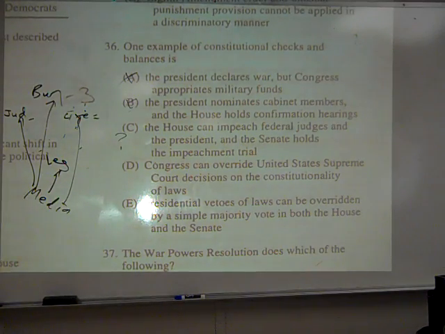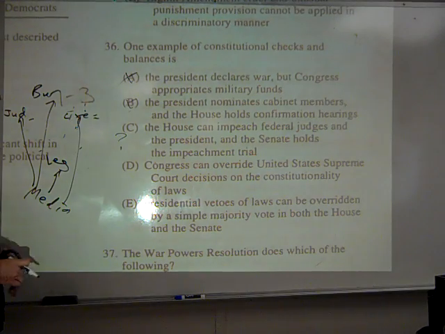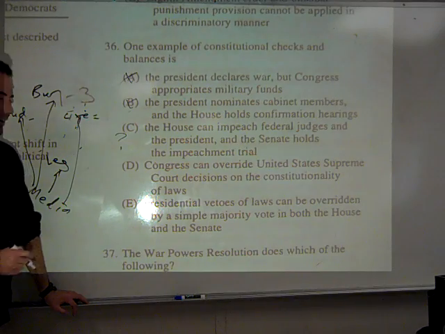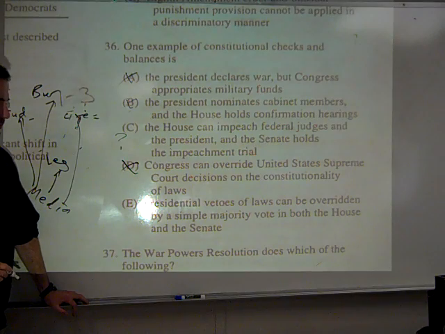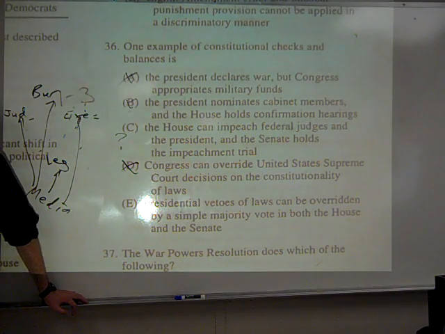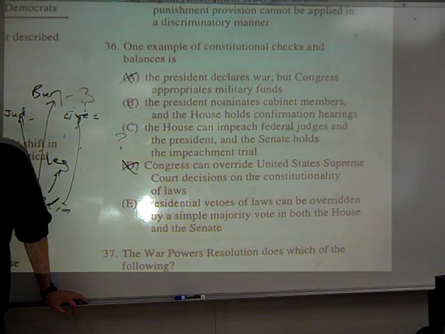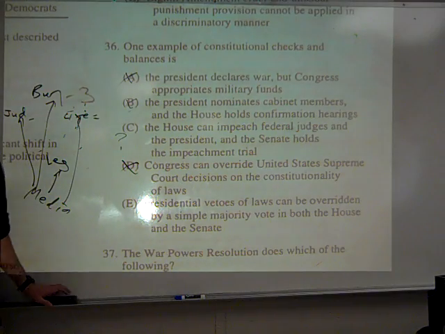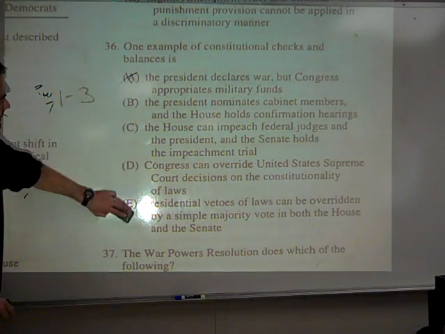Congress can override the United States Supreme Court decision on the constitutionality of laws. Is there some sort of override for judicial review? No way. Presidential vetoes of laws can be overridden by a simple majority in both House and Senate. No, they needed a simple majority already to pass the law and get it to the president's desk. If he says, I veto this, it doesn't make sense to say, well, now all we need is a simple majority again, which we already have. No, now you need a bigger majority. What's bigger than a half plus 1 majority? A 2/3 majority. So, it's C.